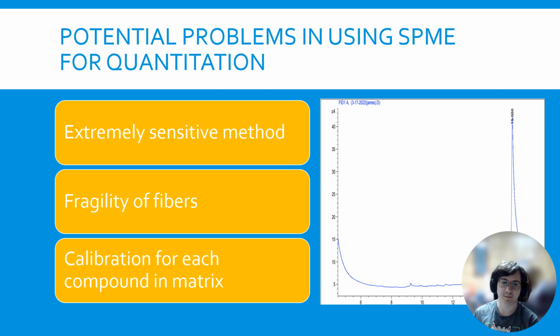So that leads to some potential problems in using SPME for quantitation. Well, to start off, it is an extremely sensitive method. As you can see here, our peak areas are very small. For context, we can easily get like 10,000 to 16,000 peak areas when we're running more concentrated samples. But here we're only getting like 40, and that peak area relates to about, I think this one was about 500 to 800, which is not a whole lot, but that is about what we're expecting off the fibers at this point.